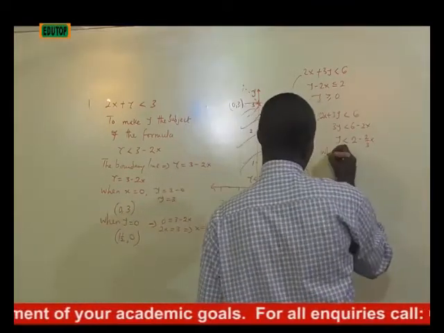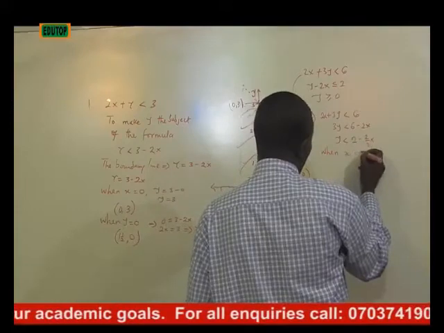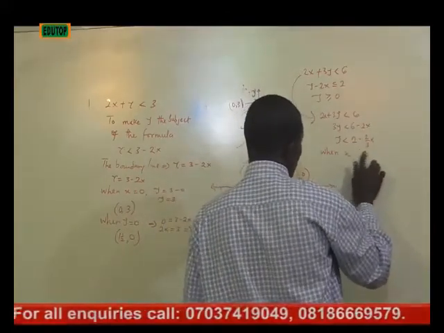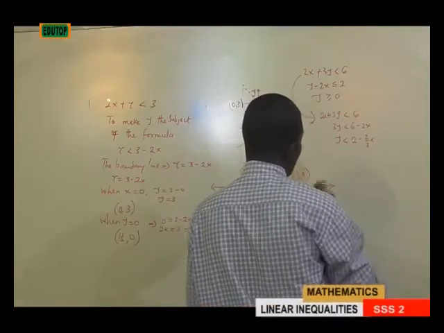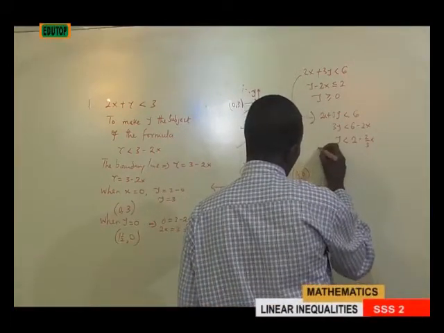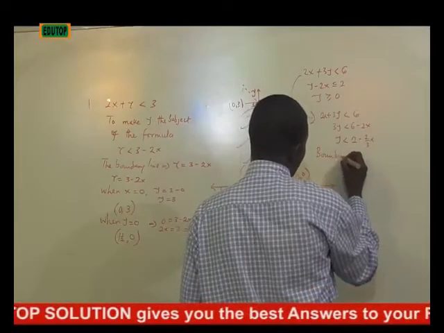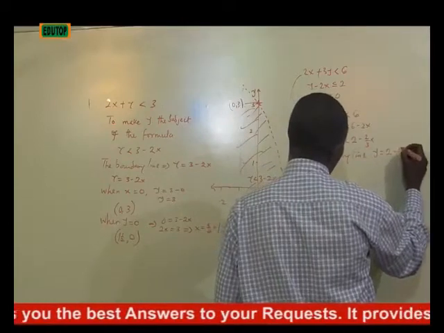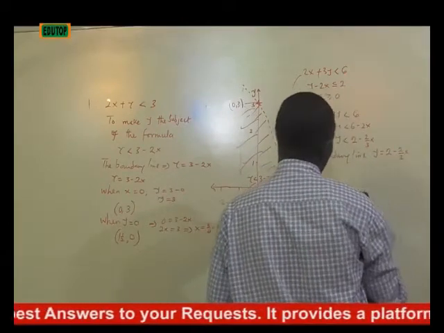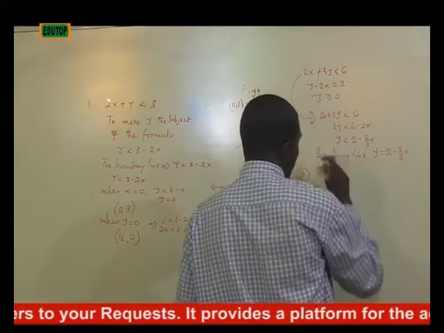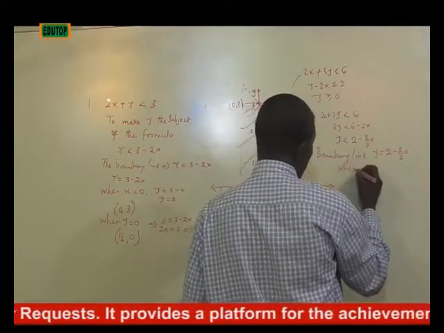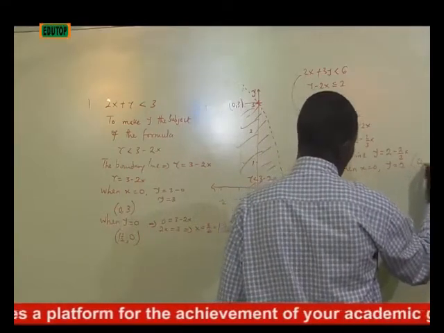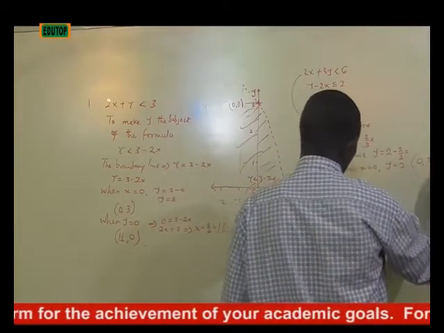Then let's consider the boundary line, which is y equals 2 minus 2 over 3x. So that's the boundary line for this first case. Then when x is equal to 0, our y will be equal to 2. So the coordinates are 0, 2.